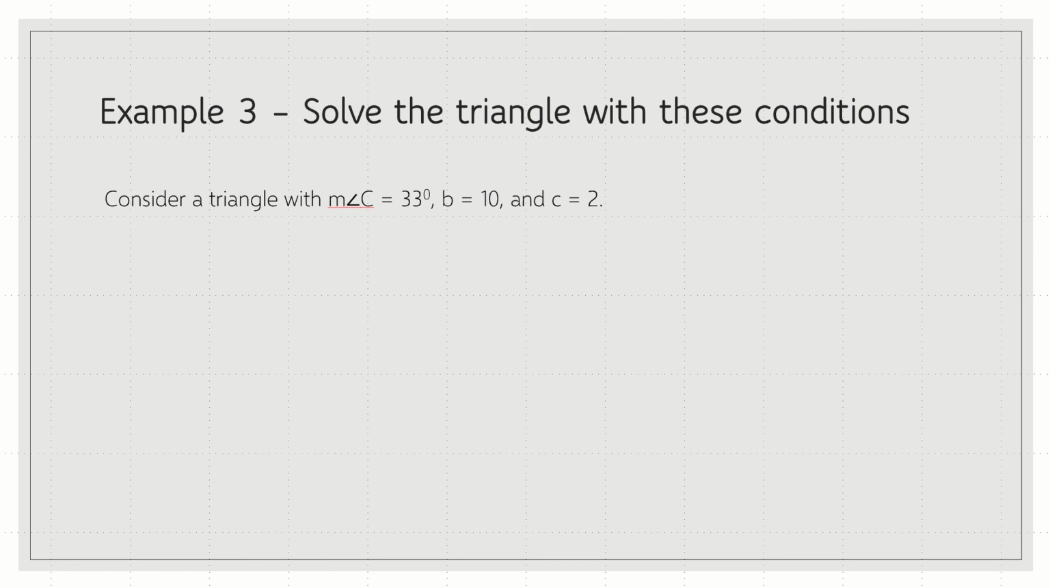Example 3, we're going to solve the triangle or triangles with these conditions. We're going to consider a triangle with the angle is 33 degrees, this segment B is 10, and this segment C is 2. So we're going to draw that 33-degree angle right here. We're going to put little b right here, and little c, 2, is going to be right here. And once again, notice that big C and little c are across from each other.